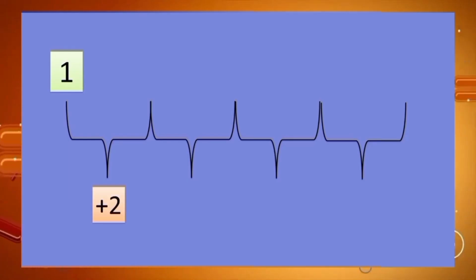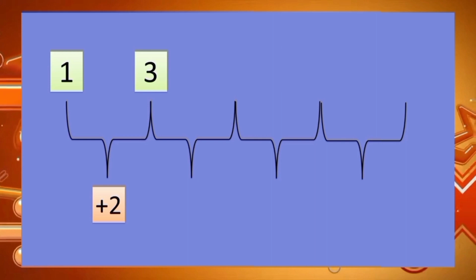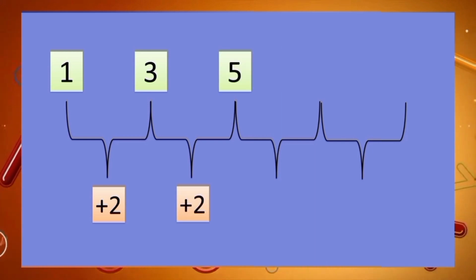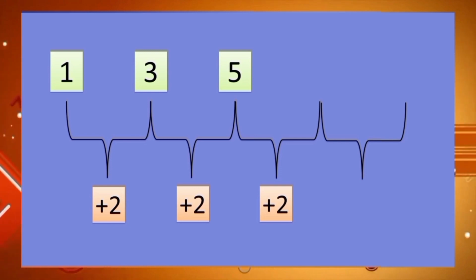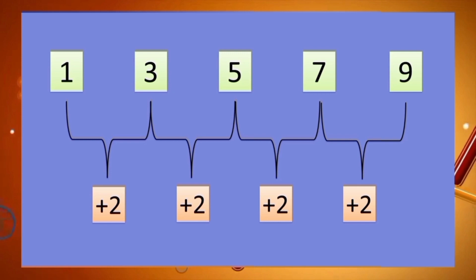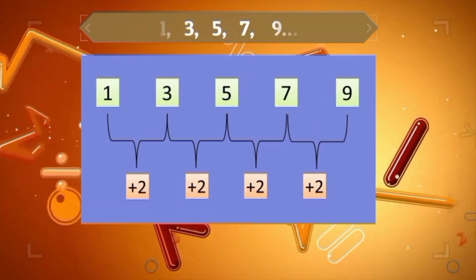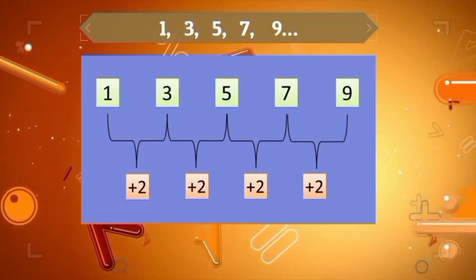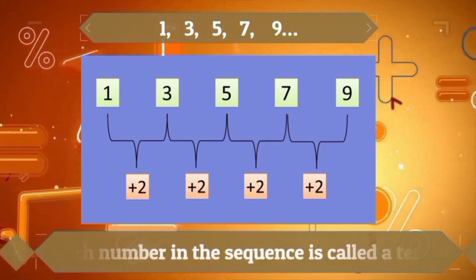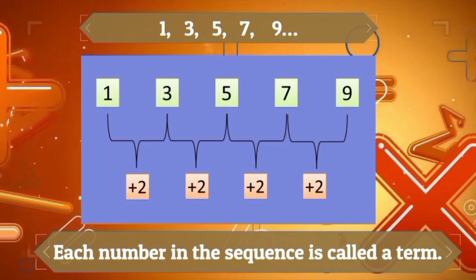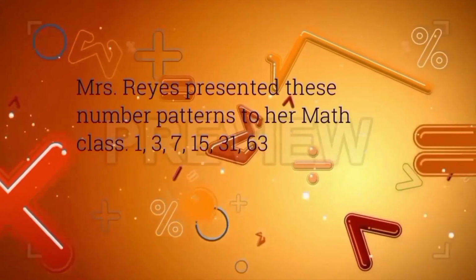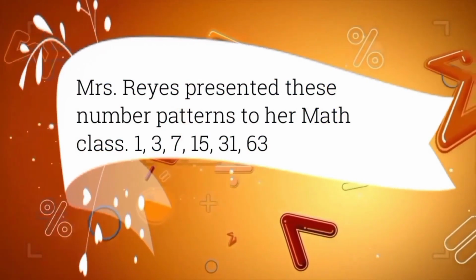For example, it has a rule or pattern in this sequence. The rule is plus 2. The terms are 1, 3, 5, 7, 9. Each number in the sequence is called a term. Now, let's have the first example.